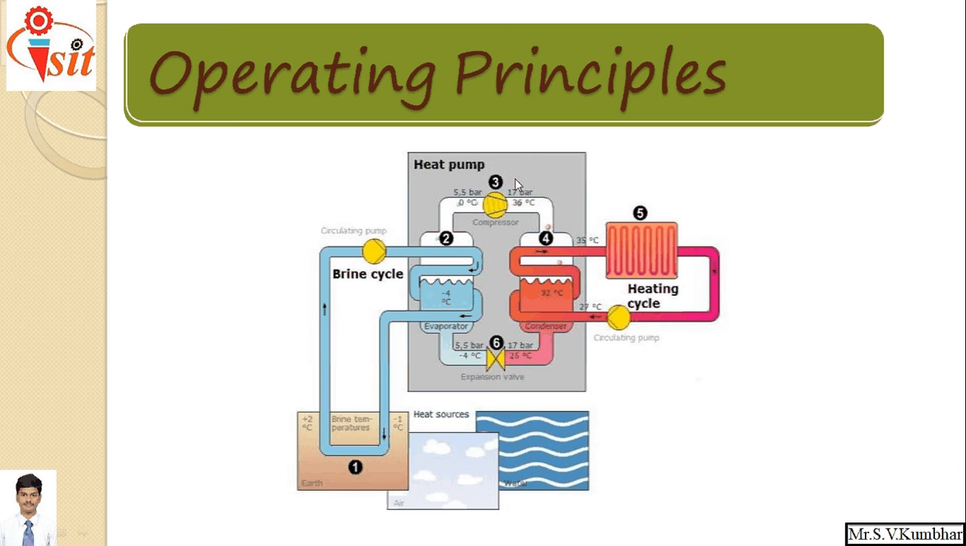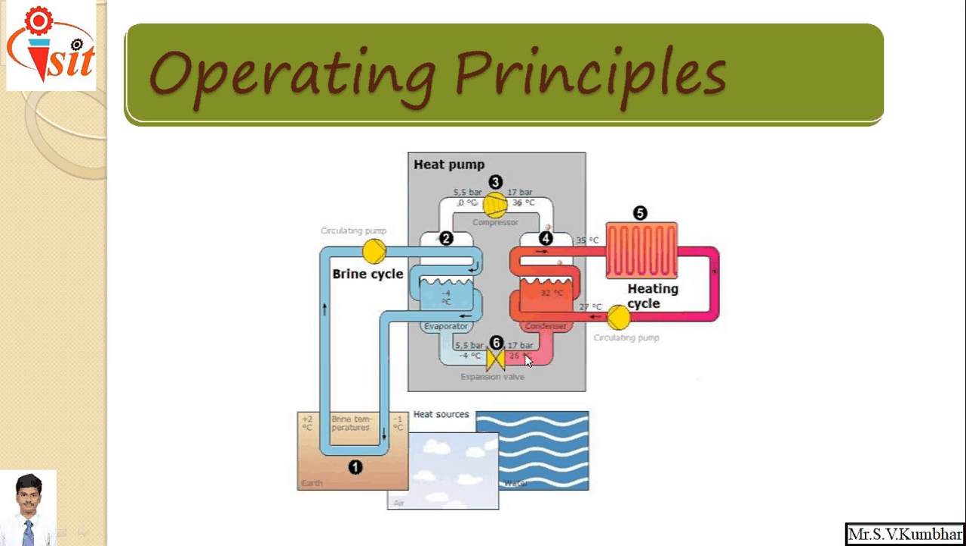In the compressor, vapors of refrigerant are compressed, due to which high pressure, high temperature vapors of refrigerant are produced. Here the pressure and temperature are shown, 17 bar and 36 degrees centigrade. This high pressure, high temperature vapor of refrigerant flows towards the condenser, where it is condensed with the help of the heating cycle. We can use either air or any cooling medium in this condenser, due to which condensation of refrigerant takes place. It is converted into high pressure, low temperature liquid refrigerant.